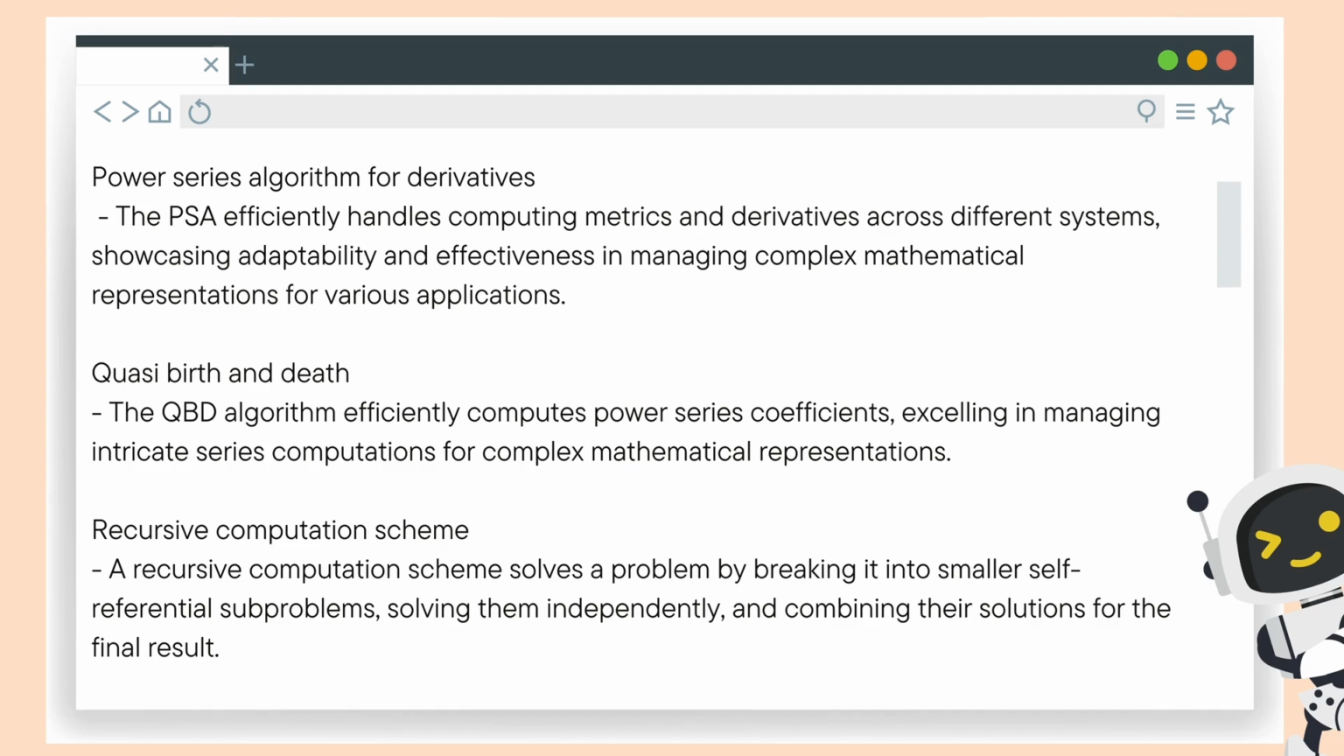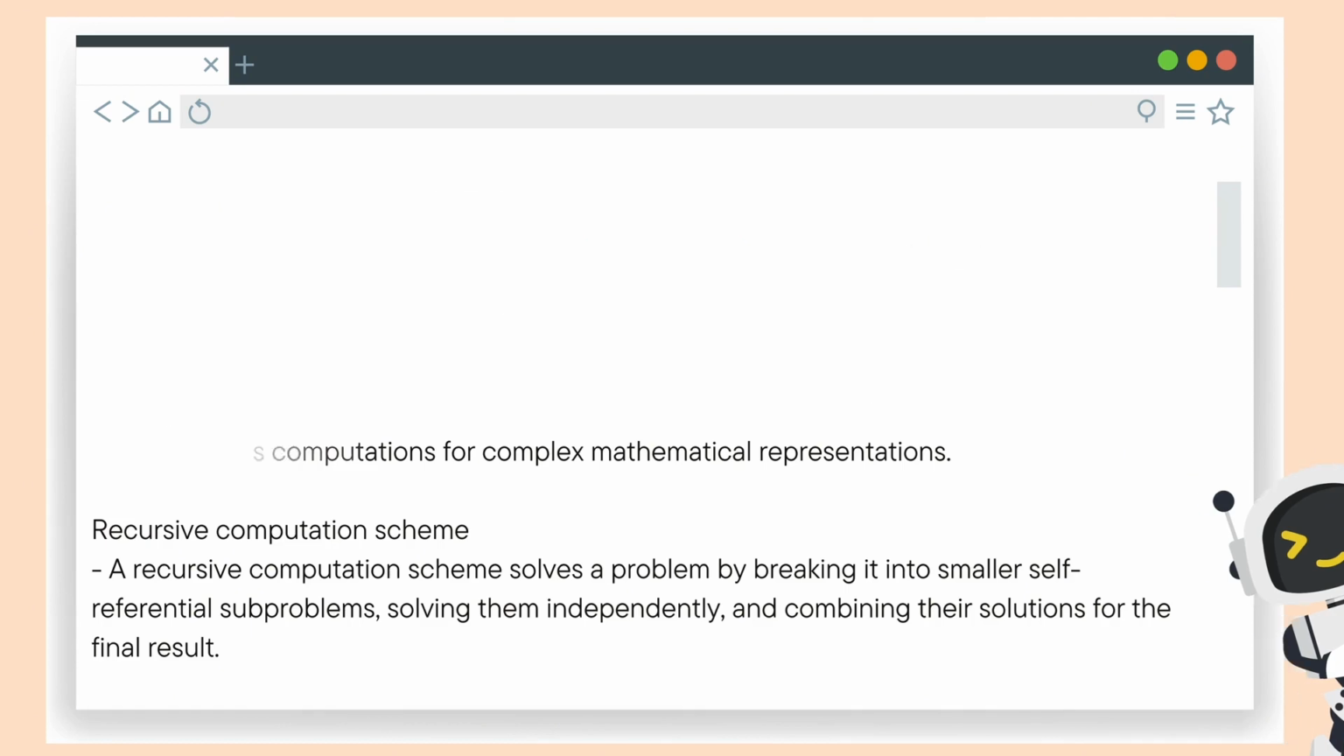Recursive computation scheme. A recursive computation scheme solves a problem by breaking it into smaller self-referential subproblems, solving them independently and combining their solutions for the final result.